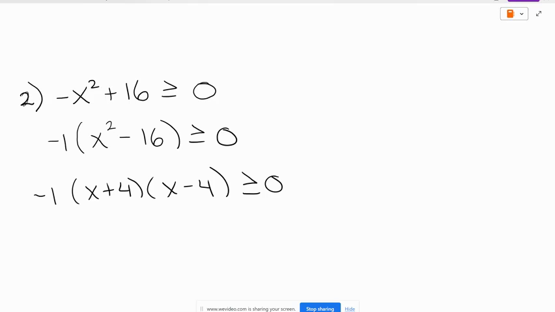Okay, so how do I know this is a test the regions type of problem? How do I know that this is a test the regions type of problem? Good, well, not only because there's an inequality, it's an inequality and what else? Paired with a?